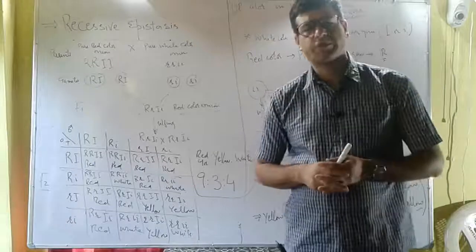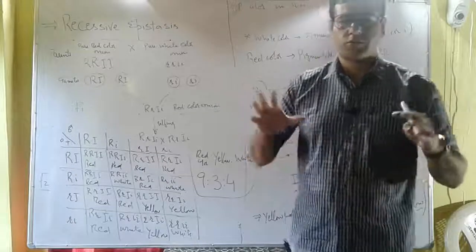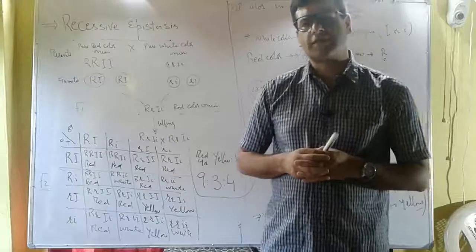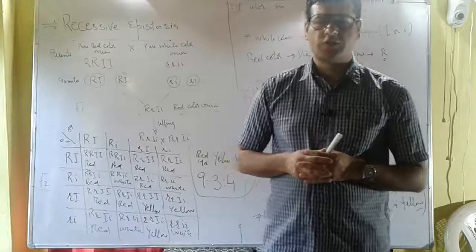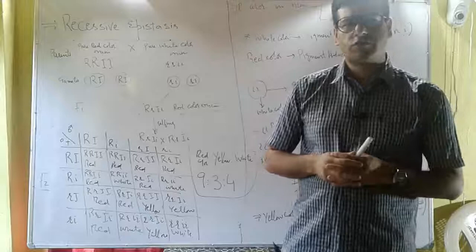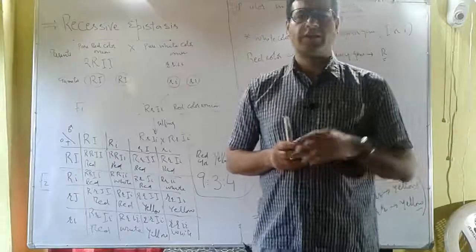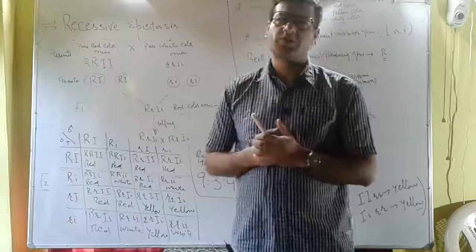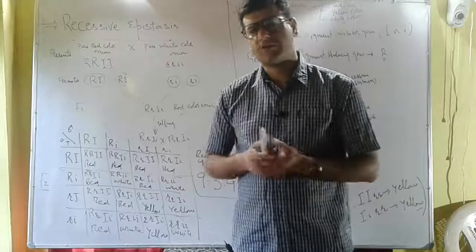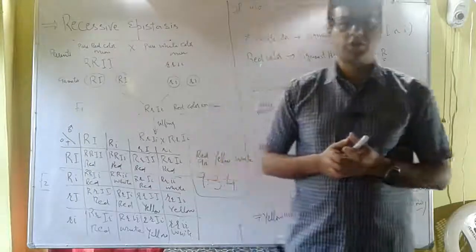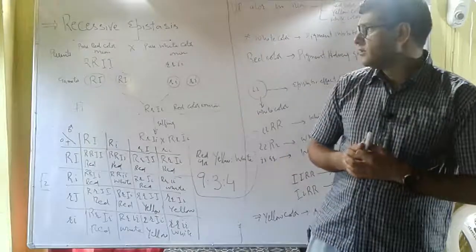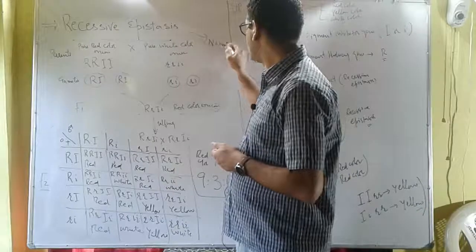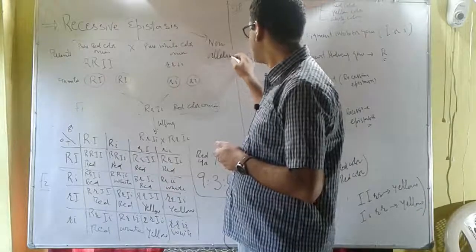So recessive epistasis is simply when the recessive allele of a gene inhibits the expression of the other gene. So this is called recessive epistasis. Recessive allele can inhibit the expression of the dominant allele of the gene, as well as it can inhibit the expression of the recessive allele of the other gene at the different gene locus. This is a non-allelic interaction. This recessive epistasis is also a non-allelic interaction.